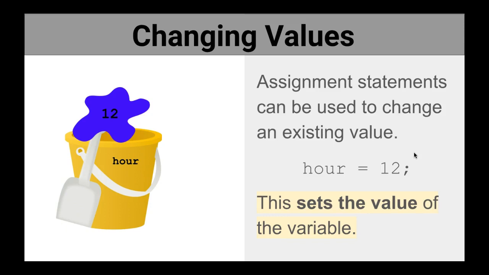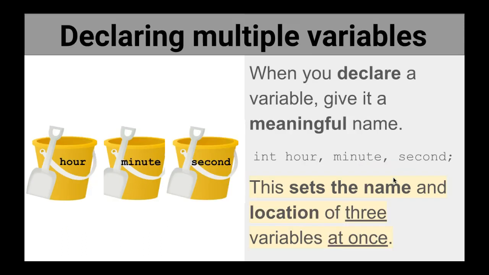Now because we know that variables are able to change, you can change the value. So you can use an assignment statement to change the value of something that you've already set and it already has a particular number in it. So since we're using hour as an example, I changed the hour to 12 because the time changed. So this sets the value of the variable again, but there was a value before which is no longer there, and so now we have the new value of 12.